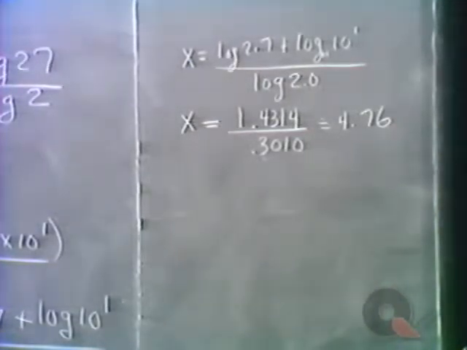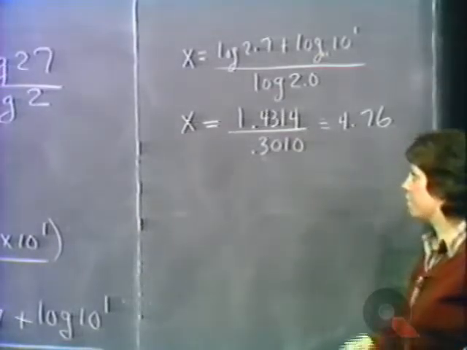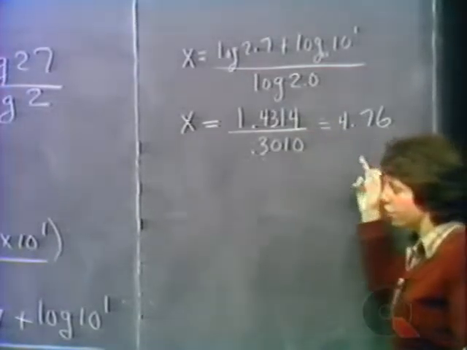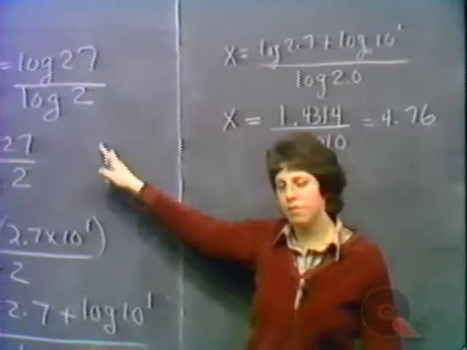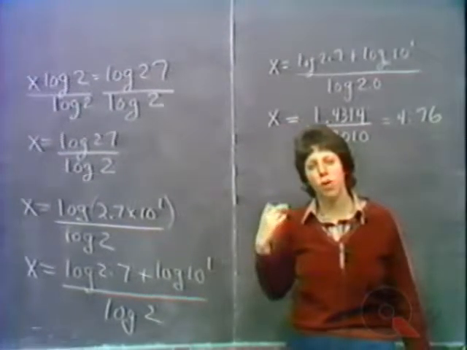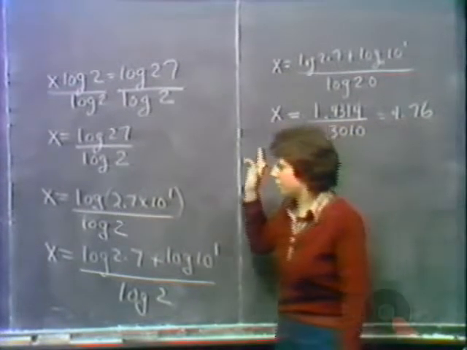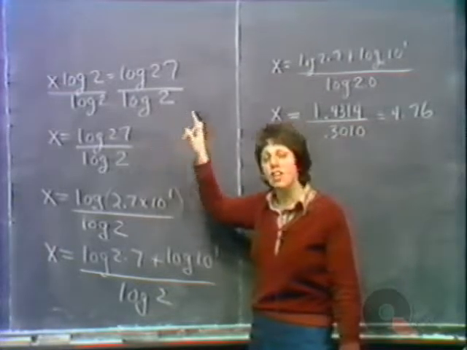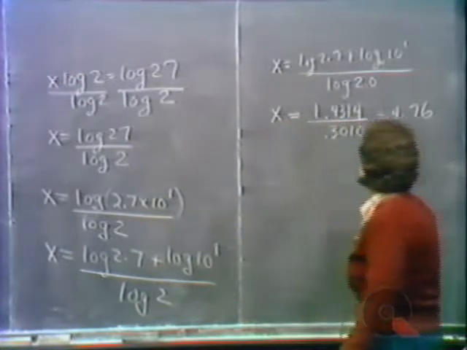Okay, and as I said, if you want to use calculators whenever possible, fine. I mean, you can use a calculator in here. You could also use a calculator to get the log of 27 divided by the log of 2. But you have to know enough about properties of logs to understand that the answer, x, is the log of 27 divided by the log of 2.